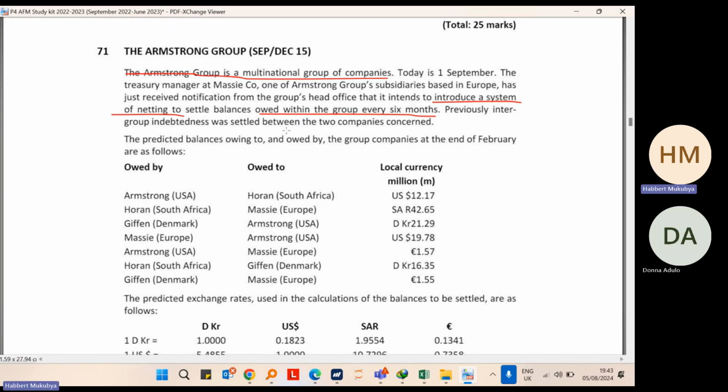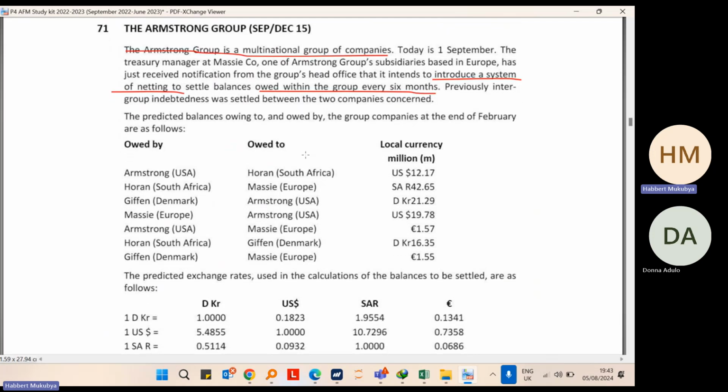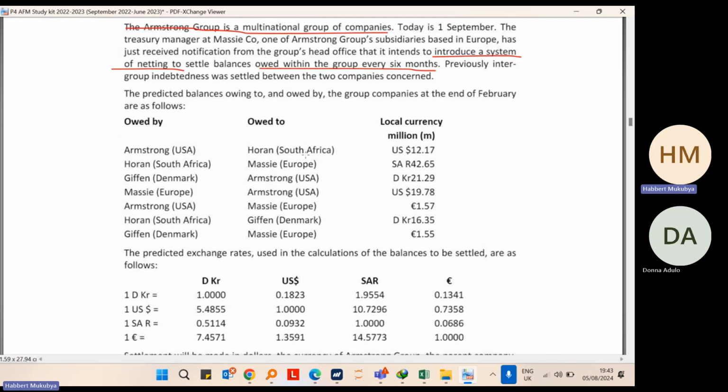So the predicted balances owing to and owed by the group companies at the end of February are as follows. So this is by the end of February. So we have owed by and owed to. Then we have the currencies. So now Armstrong owes $12.17 million to Holland.